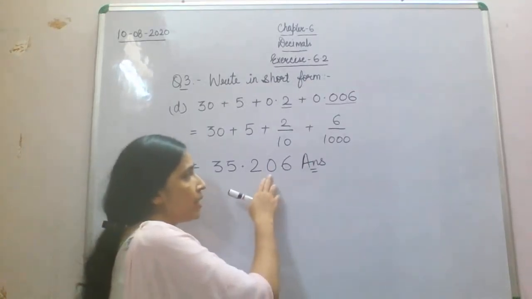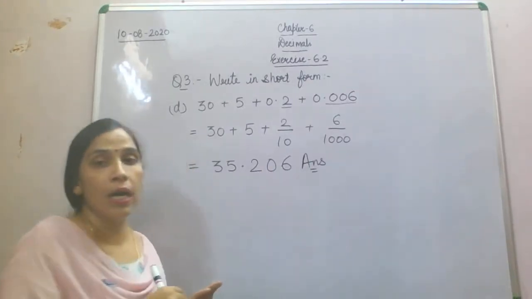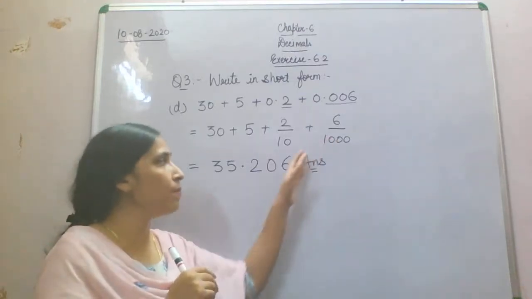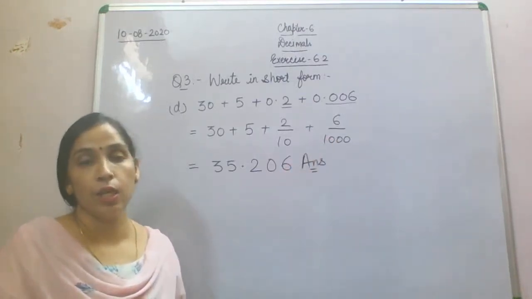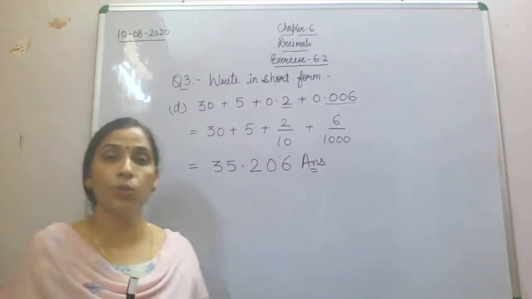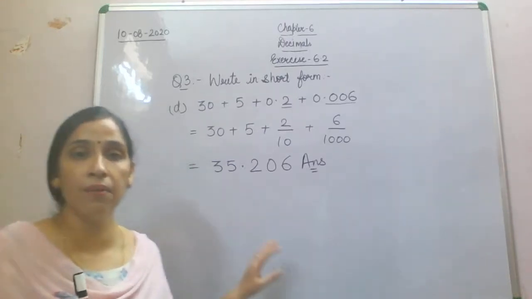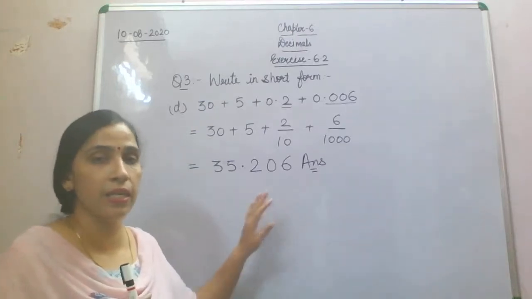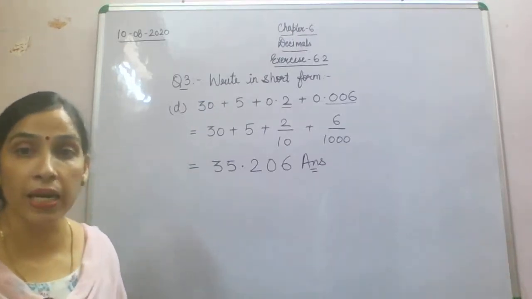On the hundredth place we will write 0, and then we will write the thousand place digit, that is 6. So that will be your answer. Okay children, now here we are going to ask one question. If you are supposed to write this in words, how will you write it in words?